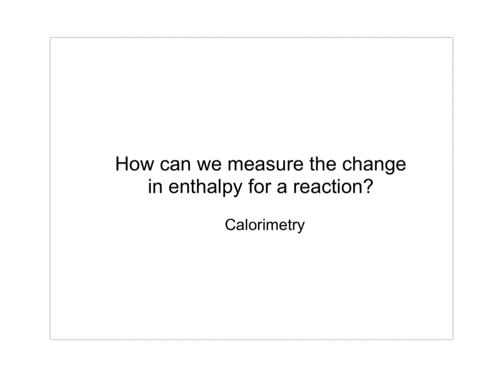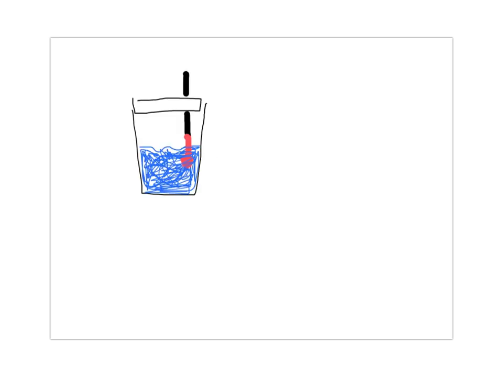Let's take a closer look at how we can measure the enthalpy change for a reaction. We do this with something called calorimetry. The simplest calorimeter that you're familiar with is the coffee cup calorimeter. The coffee cup calorimeter has a nearly adiabatic boundary, which is the styrofoam coffee cup, between the system and surroundings and the rest of the universe.